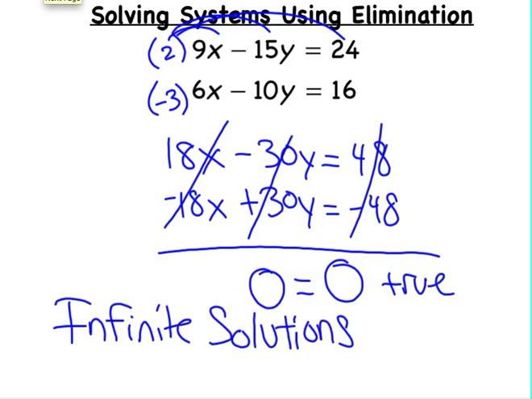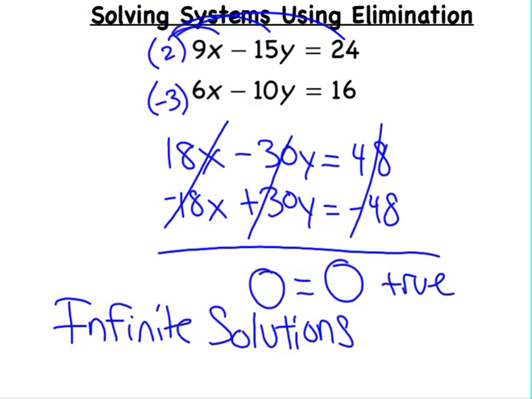And that's it. So what we learned today is that you solve a system of equations using the elimination method by adding the equations together. Sometimes you need to multiply one or both equations so that you get 2 numbers that are opposite that will eliminate. Solve for one, plug in, solve for the other. If the variables go away and you get 0 equals a number other than 0, then you're going to have no solutions. But if all the variables and numbers eliminate on both sides, you get 0 equals 0, you're going to have infinite solutions.